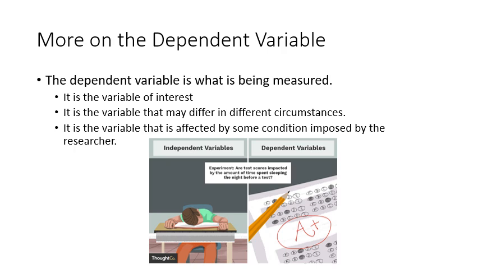And another example, the independent variable in this experiment, asking the question, are test scores impacted by the amount of time spent sleeping the night before a test? And so the experimenter is going to impose either sleep or no sleep on individuals, and then as the dependent variable, measure their test grade. This researcher thinks that the test grade will depend on the amount of sleep.